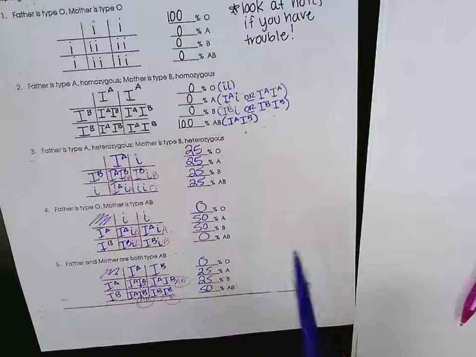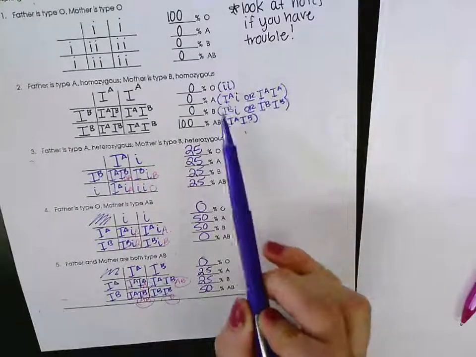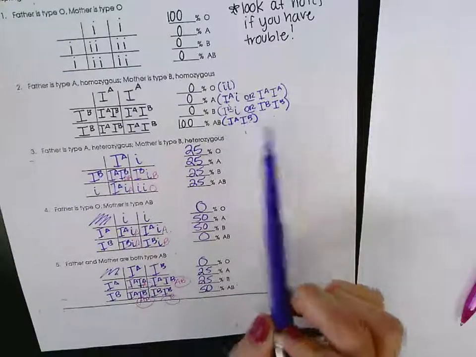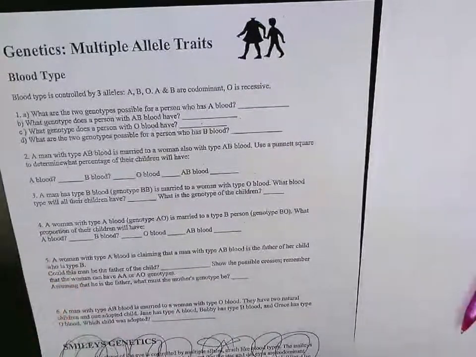So what I would recommend doing when you're doing these problems, immediately write down these genotypes, because I'm not going to give this to you on an assessment. You need to know that there are two different options for A and two different options for B. Flipping to the back side, these are going to be some ones where we're going to have to draw on a separate sheet of paper because I do not have a lot of room on this sheet.